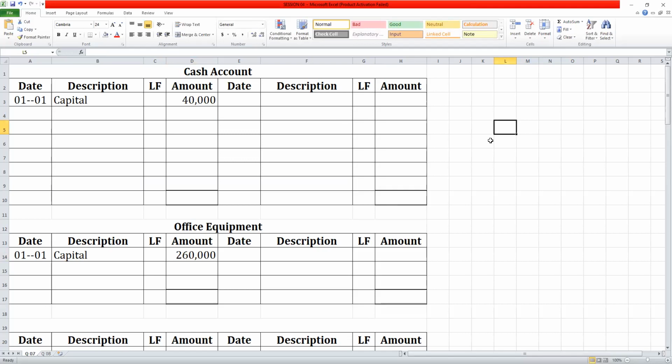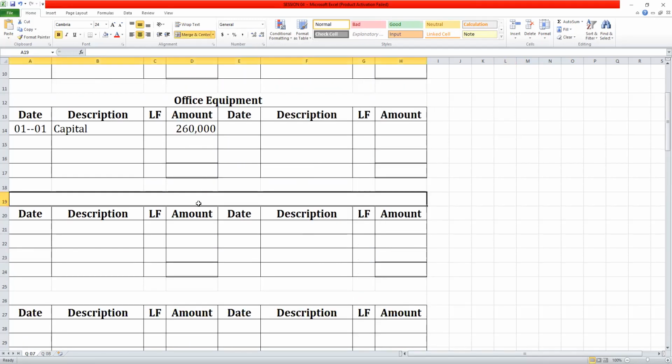These are the debit entries. Cash debit 40,000. Office equipment debit 260,000. Then we need another account to complete the double entry. That is the capital account.